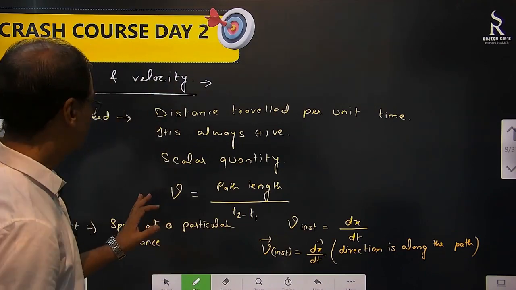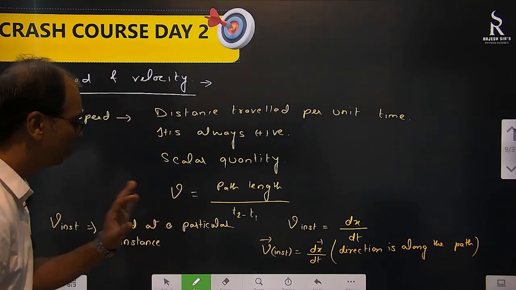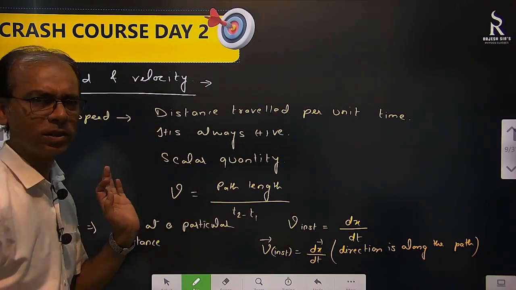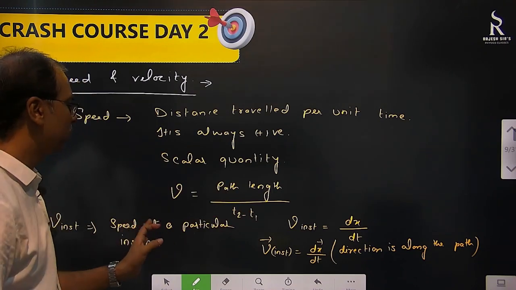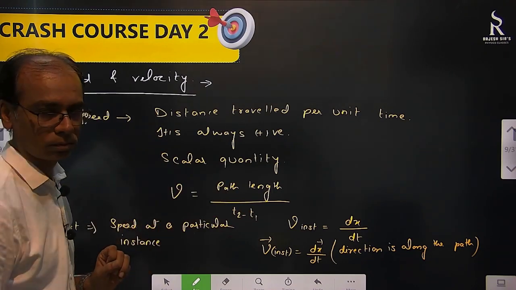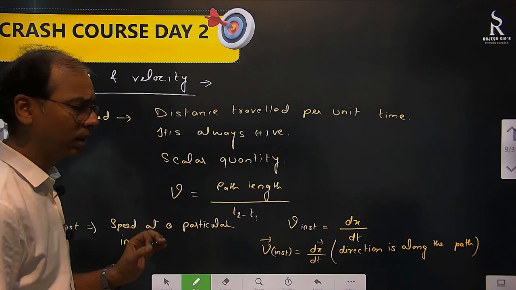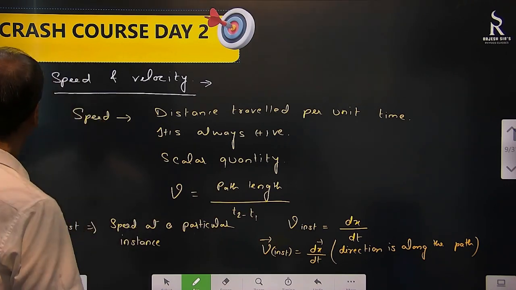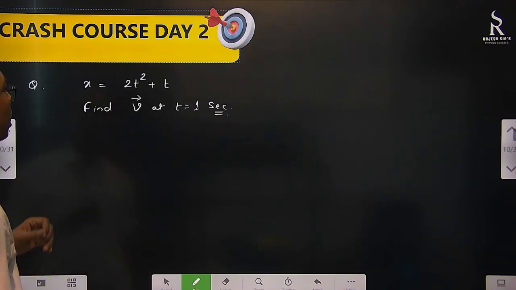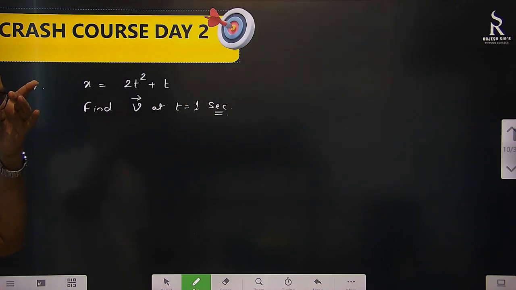Okay, so this is instantaneous. Instantaneous speed I told you, instantaneous velocity also we discussed. The only difference is we'll write velocity at a particular instant. Okay, let's move forward. We have a question now.